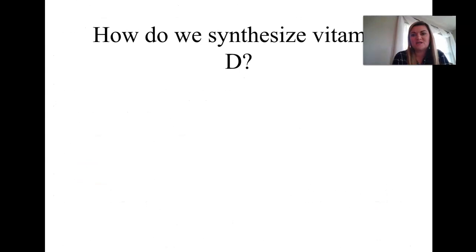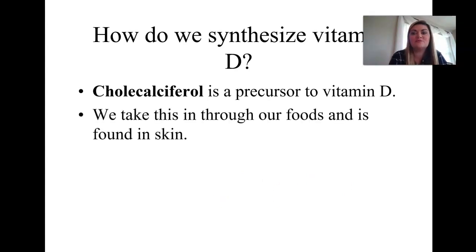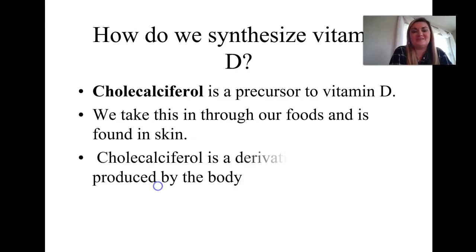So how do we synthesize vitamin D? Cholecalciferol is going to be a precursor to vitamin D. We take this in through our foods, and it's also going to be found in the skin. So if you take it in through your food, it will then go to the liver. If you take it in through the sun, you have it in your skin, it's going to actually activate it and send it to the liver.